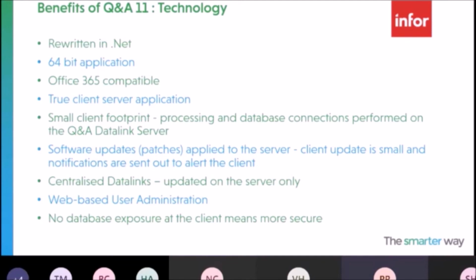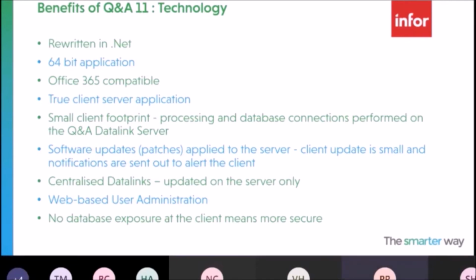It's a truly 64-bit application, so that means you can use it with 64-bit Excel. It's also Office 365 compatible. Q&A 10 has a problem with Office 365 in that Info are only supporting it up to the equivalent of Excel 2016, which is a problem on Office 365 because obviously subscription models push out updates that take you beyond that. So if you're using Office 365, you should seriously take a look at Q&A 11.